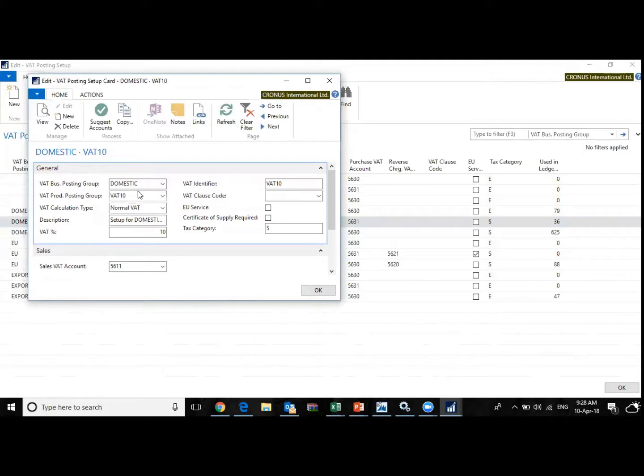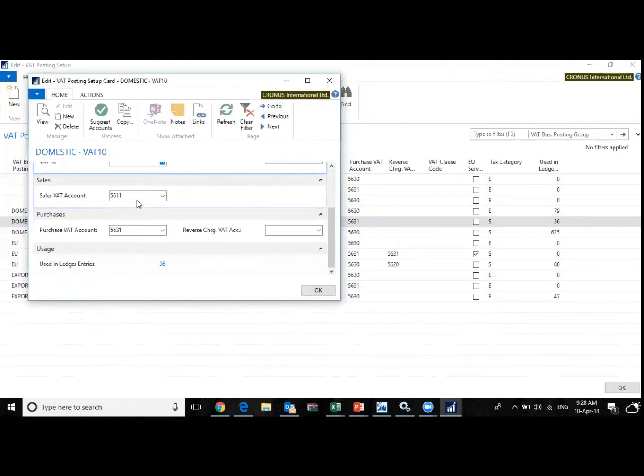You have your VAT business posting group, you have your VAT product posting group, VAT 10, and then you have your percentage down here, and it's also normal VAT. Here you can see the sales and purchase VAT. So why are both of the accounts added here? Because this posting group is not specific to sales or purchase. It is specific to the transaction that is happening. So if, for example, it is a sales transaction, it will post the VAT for sales in this account.